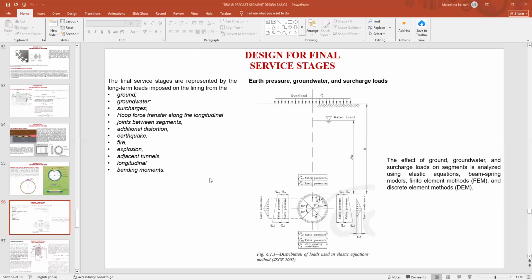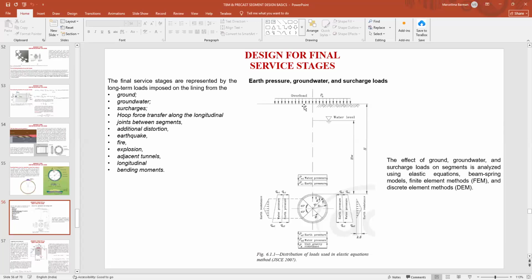Okay, so in the final service stage, we have discussed the ground and the groundwater. Now we come to the surcharge part. The surcharge is basically the load that is lying above the ground. It can be a building load, it can be a superstructure load. So you have to consider a particular amount of surcharge. Sometimes in the metro project, we are specifying 40 kPa surcharge, or 50 kPa surcharge.